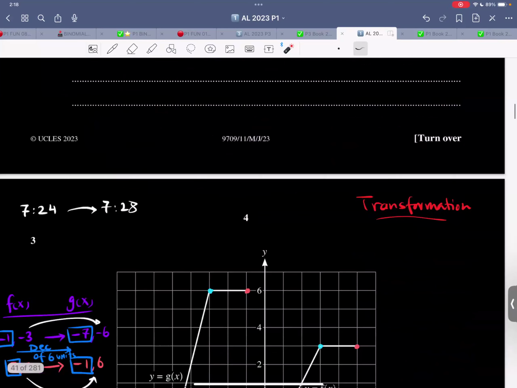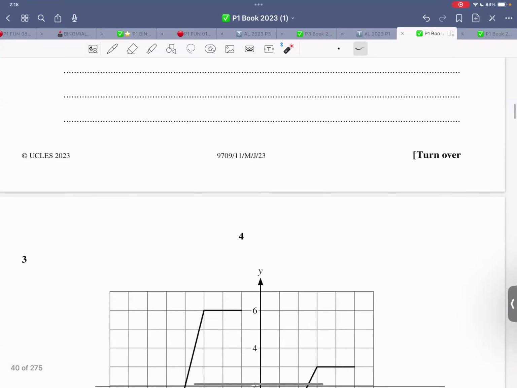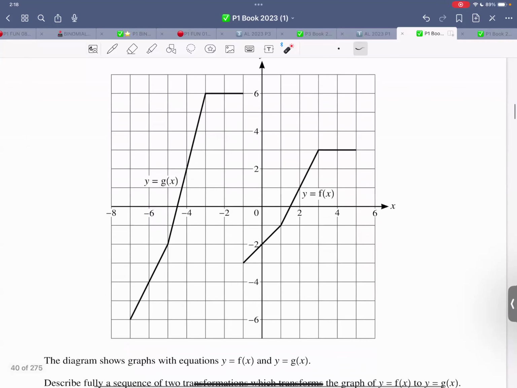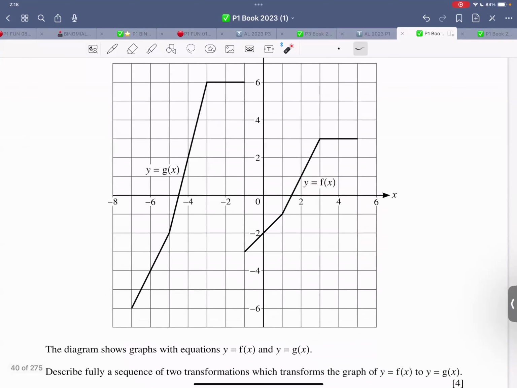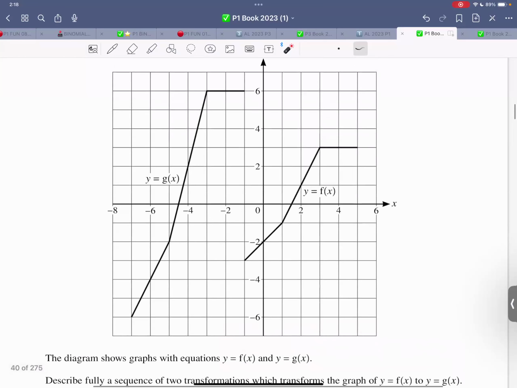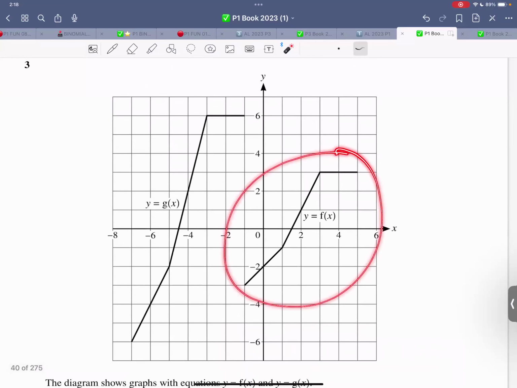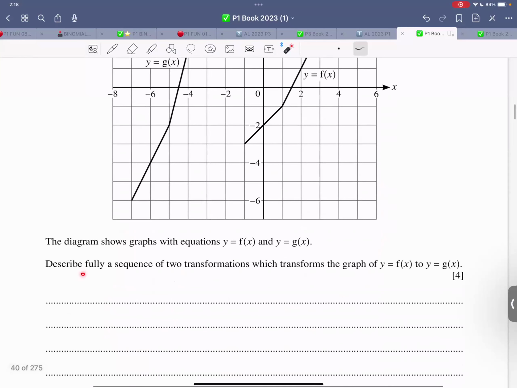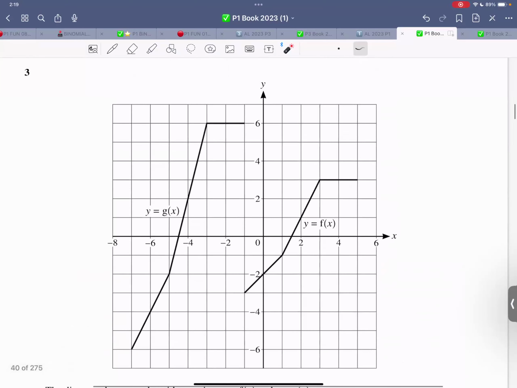So now let's move to question number 3. Your favorite topic, that is transformation of functions. The diagram shows the graph with equation y equals f(x), y equals g(x). This is f(x), this is g(x). Describe fully a sequence of two transformations which transforms the graph of f(x) onto g(x).